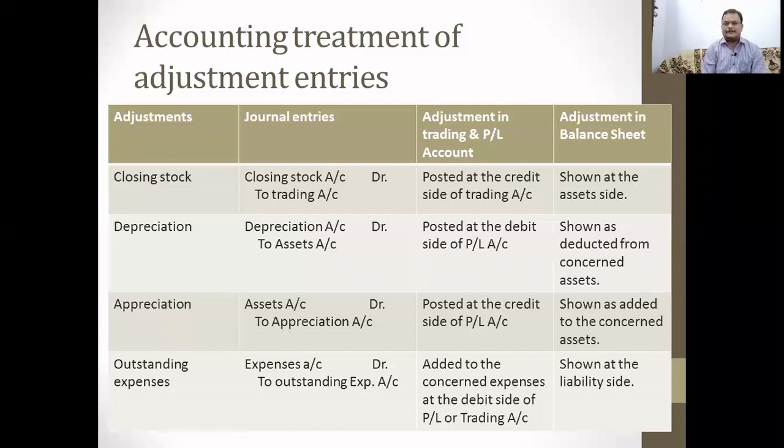Like expenses account debit to outstanding expenses, it is treated in profit and loss account or trading account on the expense where outstanding is made, like wages outstanding. If there is outstanding wages, we have not paid some wages to the laborers in this current financial year, and you have to pay in the next financial year, so you have to show wages plus outstanding wages at trading account debit side, and outstanding wages separately at liability side of balance sheet. Okay, this is the treatment of outstanding expenses.